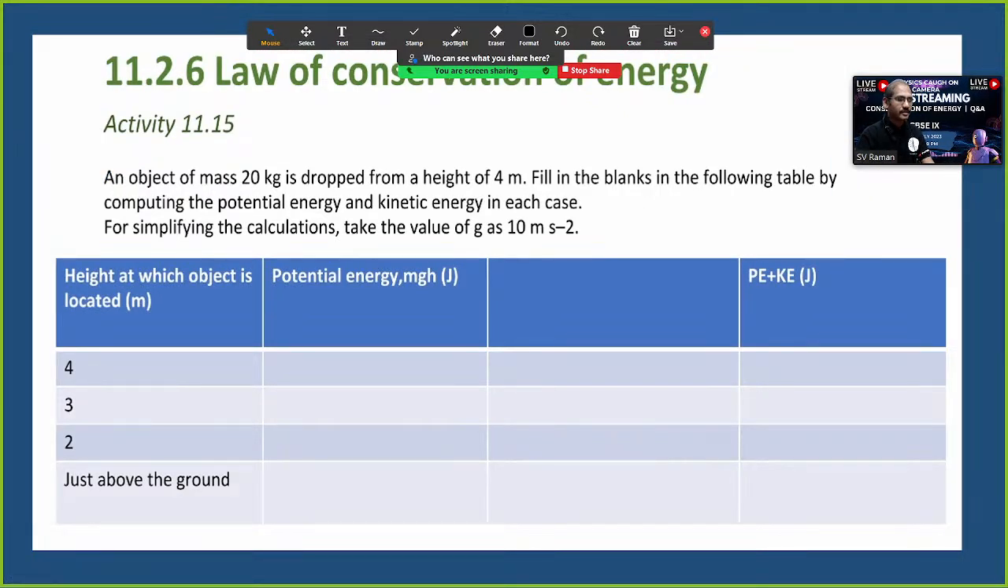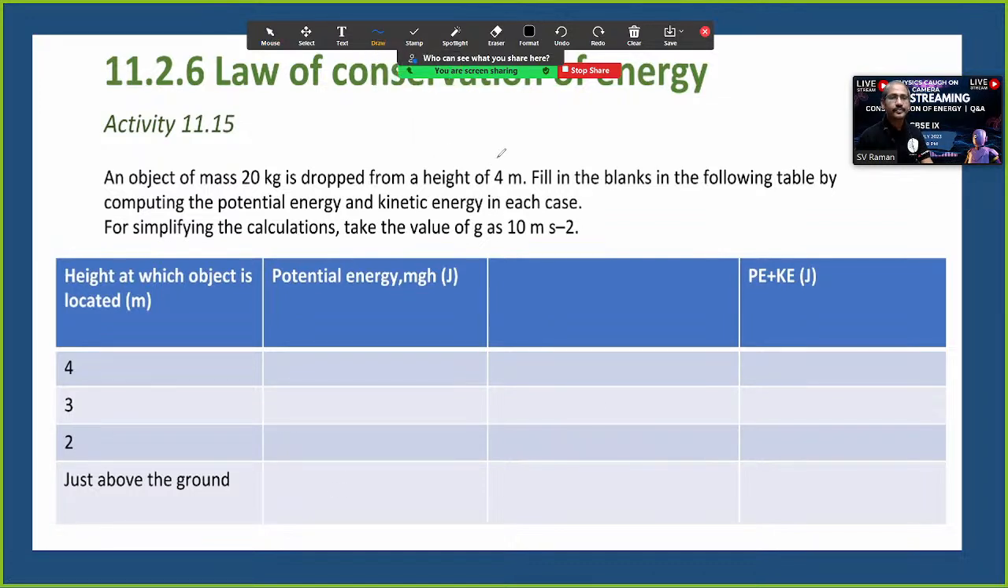Now there is a question. An object of mass 20 kilograms is dropped from a height of 4 meters. Fill in the blanks in the following table by computing potential energy and kinetic energy in each case. For simplifying the calculation, we can take the value of g as 10 meters per second squared. The options are at height h: 4 meters, 3 meters, 2 meters, and just above the ground. What is the potential energy and kinetic energy?